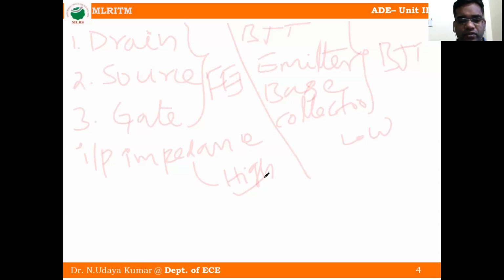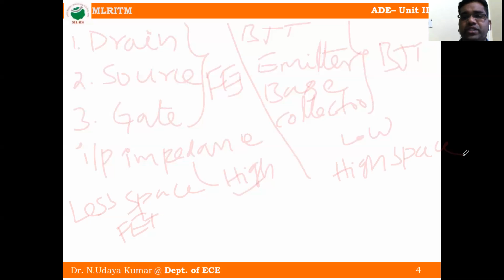Okay. So FETs require less space than BJTs. Hence, they are preferred in integrated circuits. In the manufacturing of FET, we require less space, whereas big space is required for BJT.